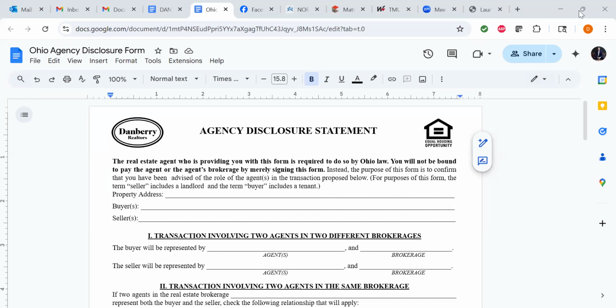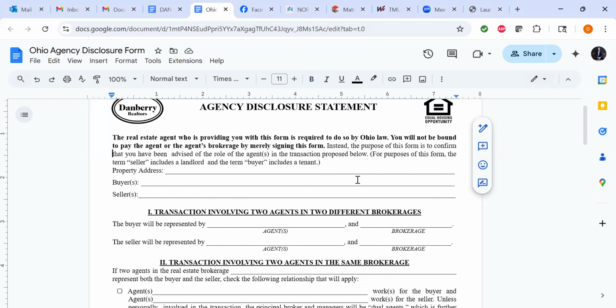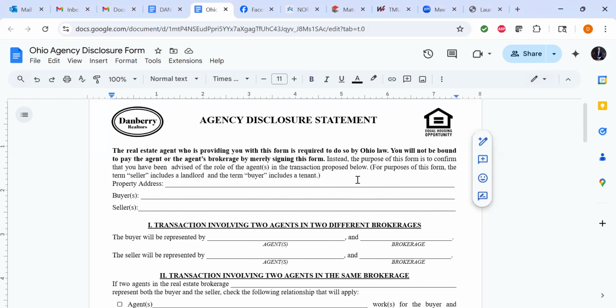I'm going to share my screen right now and pull it up so you guys can see it. So hopefully you're seeing this here. This is the agency disclosure statement. An easy way to remember this one is this form tells you who's working for who in a transaction, right? When you're a buyer, when you're a seller.